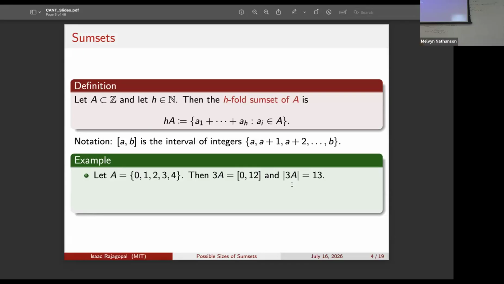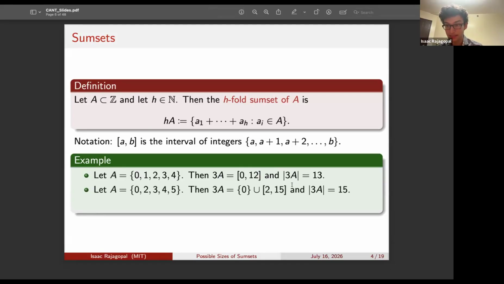But the size of the set 3A is going to vary if we change what A is. So if we let A be, for example, {0, 2, 3, 4, 5}, then if you add up three of these, you can get 0 as 0 plus 0 plus 0, 2 as 0 plus 0 plus 2, etc. And you get everything from 0 to 15 except 1. And it's clear that you can't get 1 because A is positive integers plus 0, but there's no 1 in it. And so here the size of the set 3A is 15. So we notice that changing the set A, even if it has size 5, can change the size of 3A.